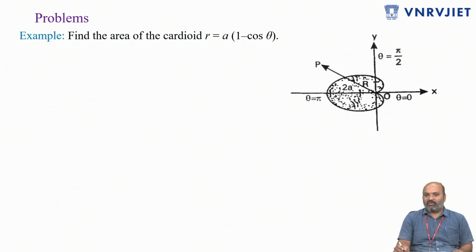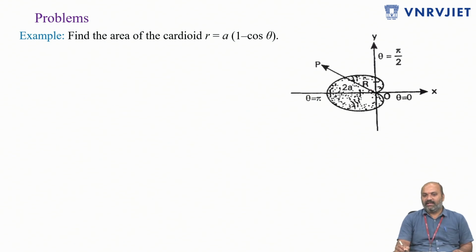In case of polar coordinates, what is r? r represents the distance of the point on the curve from the pole, and theta represents the angle made by that particular line with the positive direction of the x-axis. So this is the cardioid.